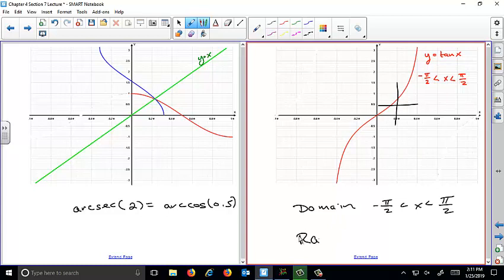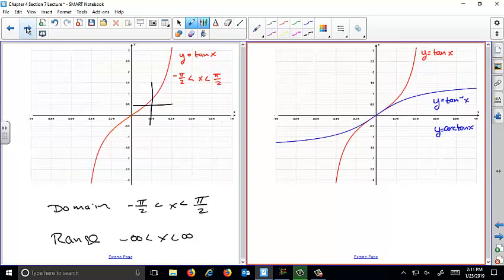And the range for the tangent is negative infinity to positive infinity, not including them. The closer you get to negative pi over 2, the closer you get to negative infinity, and the closer you get to positive pi over 2, the closer you get to positive infinity. So that's the domain and range.